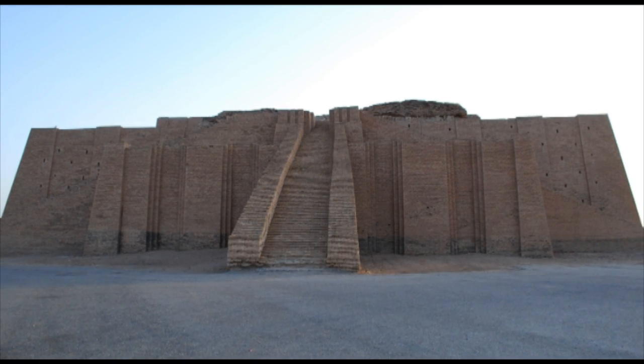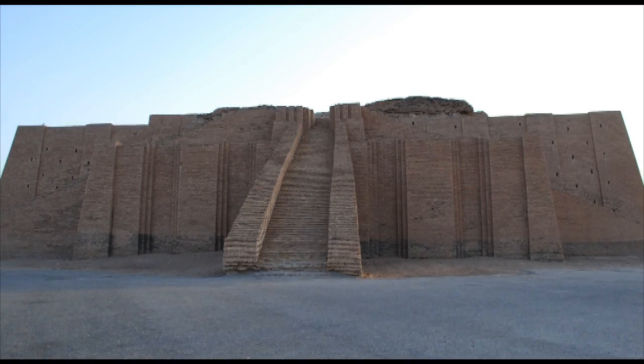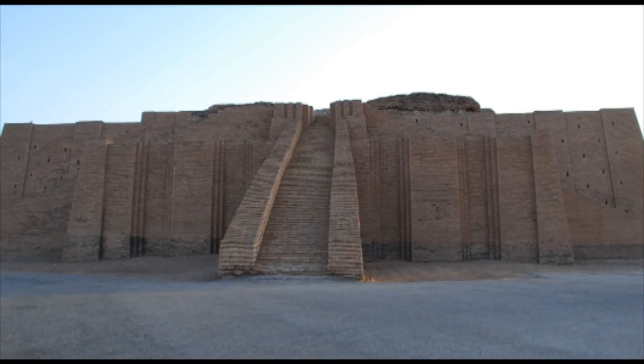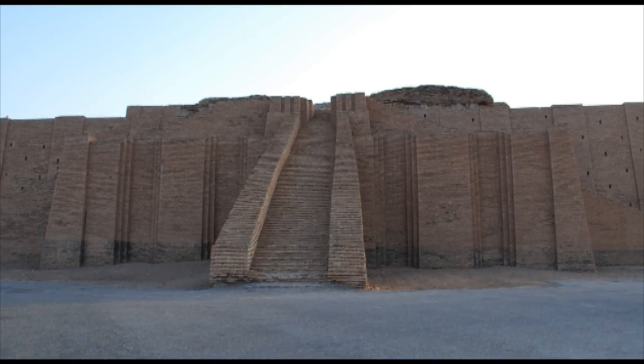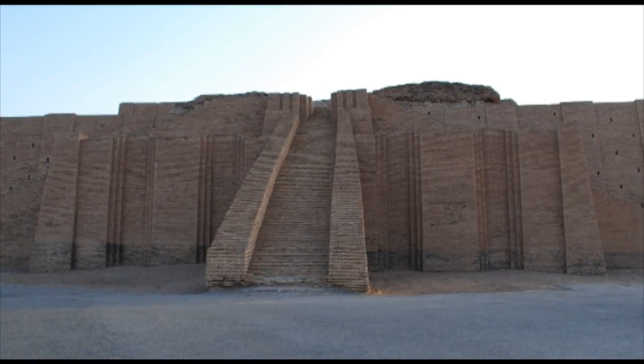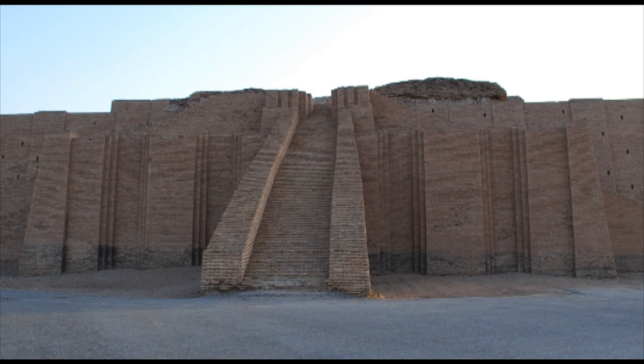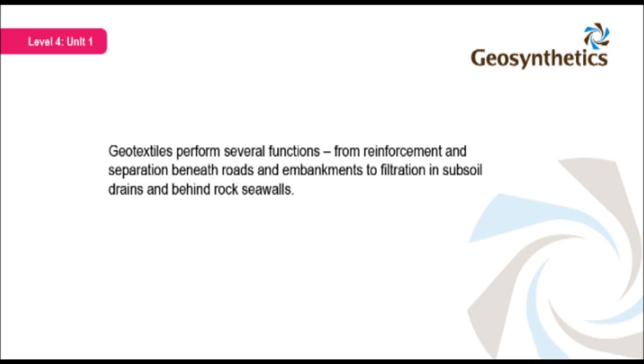An early use of man-made materials to improve soil performance is believed to date back to the 21st century BC in the construction of the ziggurat in Iraq. Geotextiles perform several functions, from reinforcement and separation beneath roads and embankments to filtration in subsoil drains and behind rock seawalls.